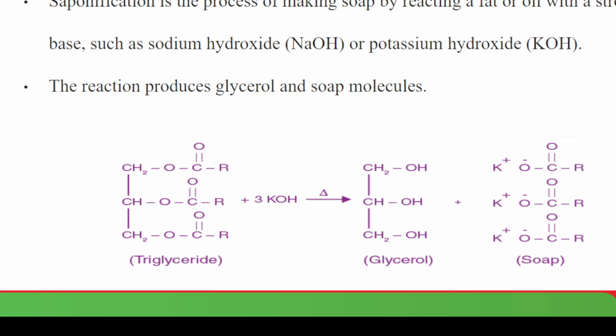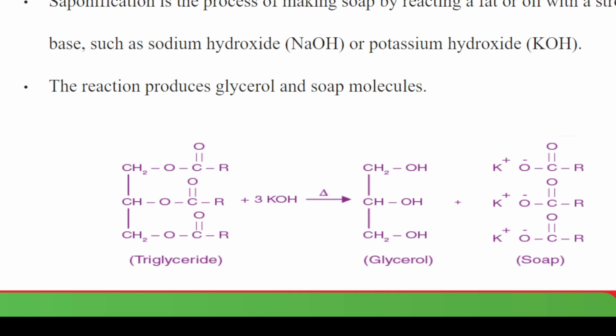Let's dive into the process of saponification, and let's get to understand what saponification is. This is the process of making soap by reacting a fat or oil with a strong base, such as sodium hydroxide or potassium hydroxide. Strong bases like sodium hydroxide and potassium hydroxide react with our lipids, and then they produce the soap for us.